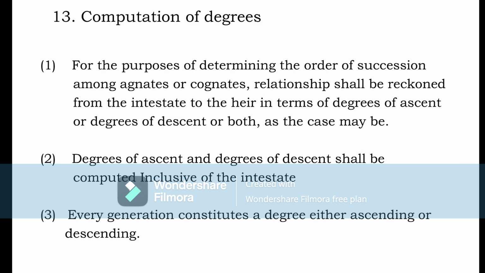Computation of degree, section 13. Rule 1: For the purpose of determining the order of succession among the agnates and cognates, relationship shall be reckoned from the intestate to the heir in terms of degrees of ascent or degrees of descent or both, as the case may be. Rule 2 says degrees of ascent and degrees of descent shall be computed inclusive of the intestate. Rule 3 says every generation constitutes a degree either ascending or descending.